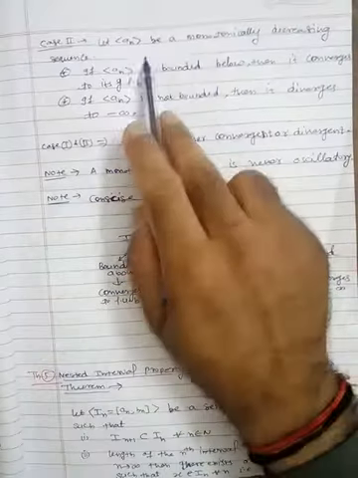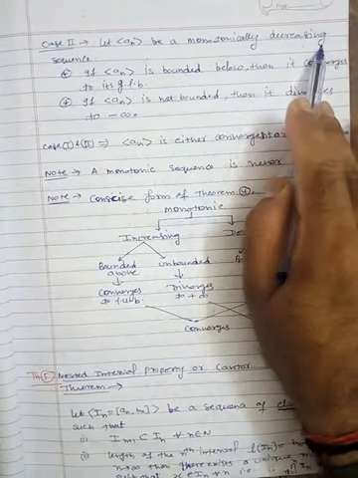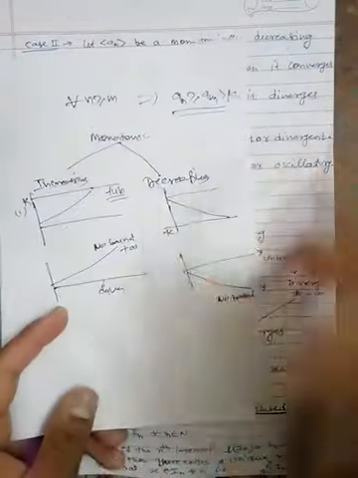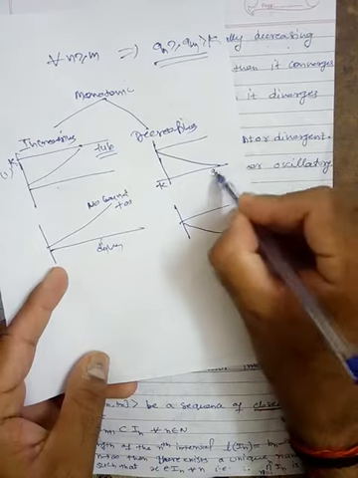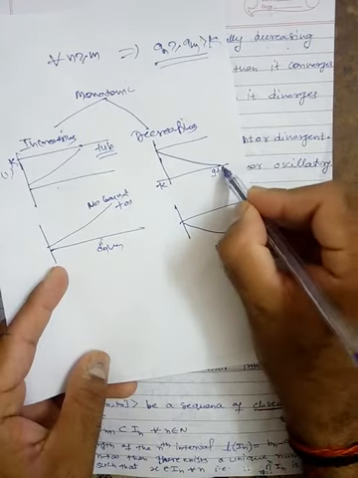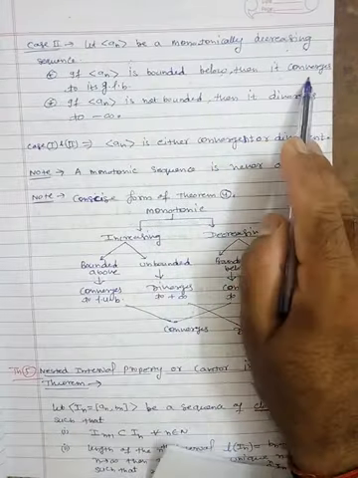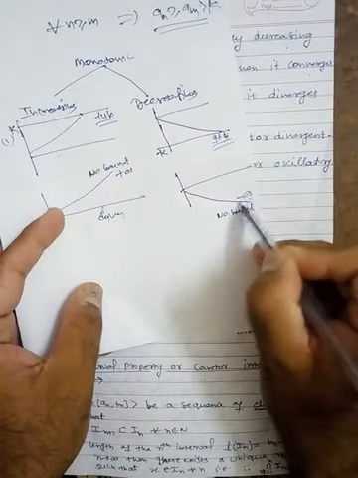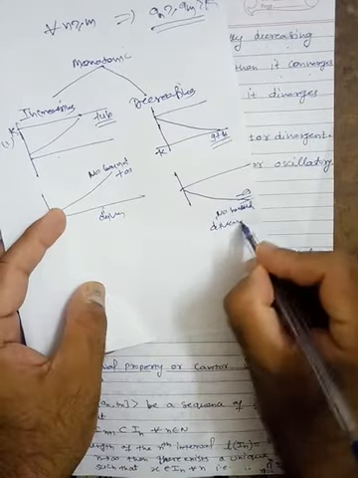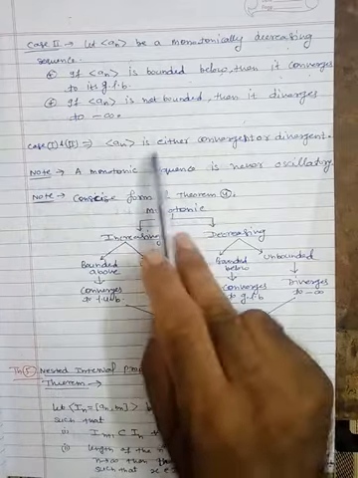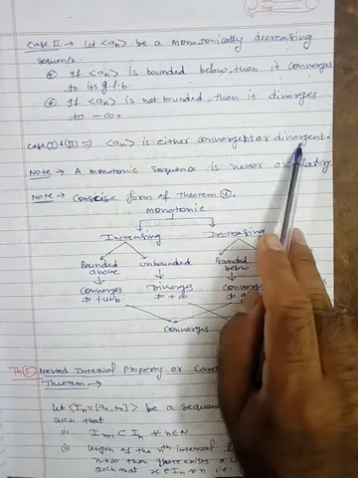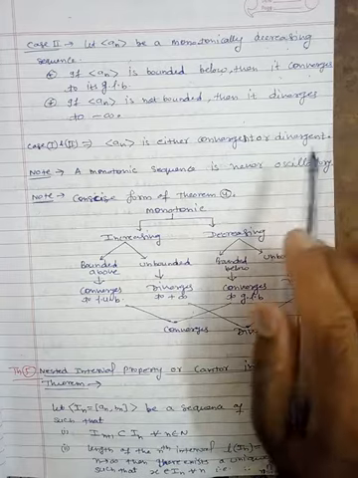In the second case, if an is a monotonically decreasing sequence, and bounded below, that means this pattern, then obviously this will converge to the greatest lower bound, GLB. If the sequence is not bounded below, that means this pattern, then this will tend to minus infinity, that means it diverges. So this is written here. From these two parts, 1 and 2, we can say that a monotonic sequence either converges or diverges. There are only two possibilities. There is no possibility of oscillation.